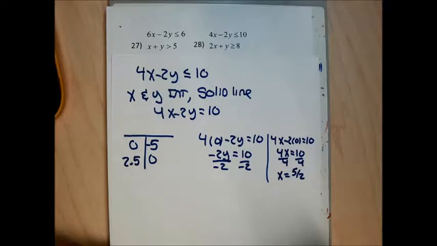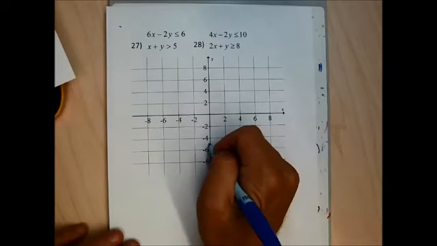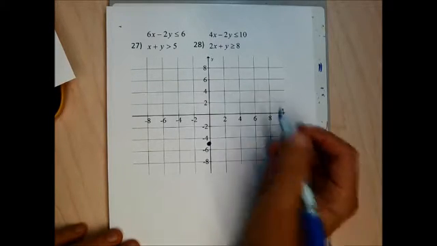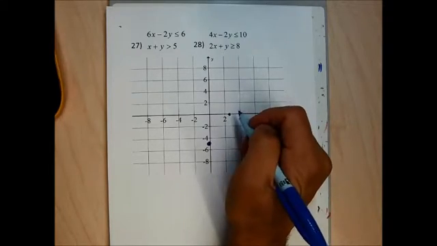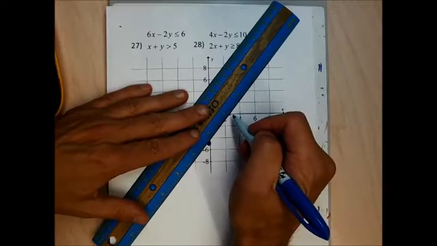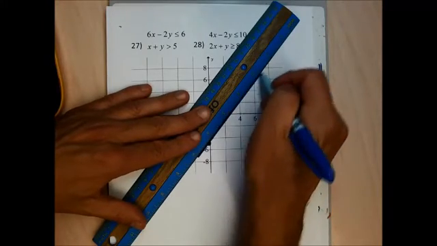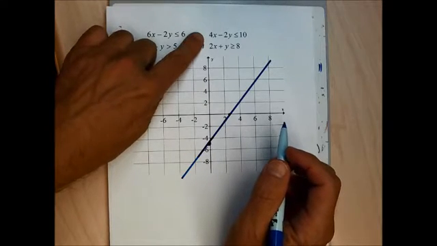Let me graph those and make them with the solid line. So 0, negative 5, and 2.5, 0. That's a crude estimate of 2.5 and an even estimate of negative 5, but that's good enough for me. And a solid line for these. So there's my line, 4x minus 2y equals 10.